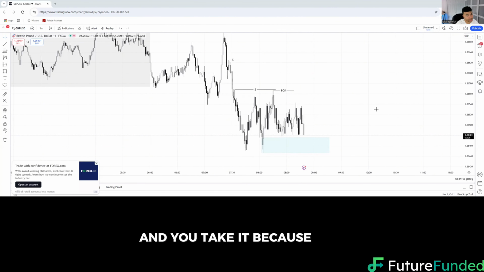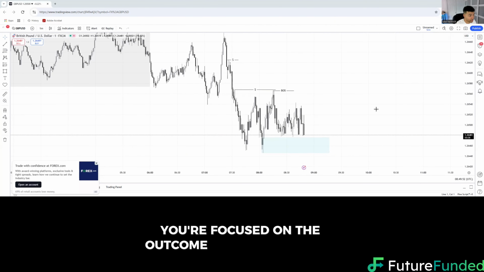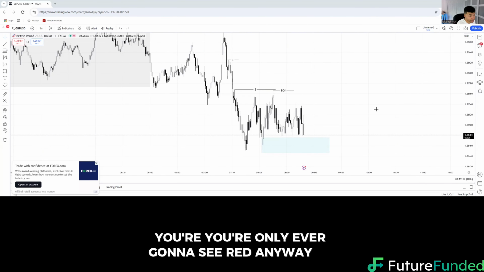And you take it because not only do you want to trade, but you want to see the outcome and you want to have an outcome. You're focused on the outcome. Focus on trading itself. Forget the outcome. The outcomes are irrelevant. All right, your profits and stuff like that, they're irrelevant. They're not going to mean anything anyway if you can't get the skill right. You're only ever going to see red anyway.